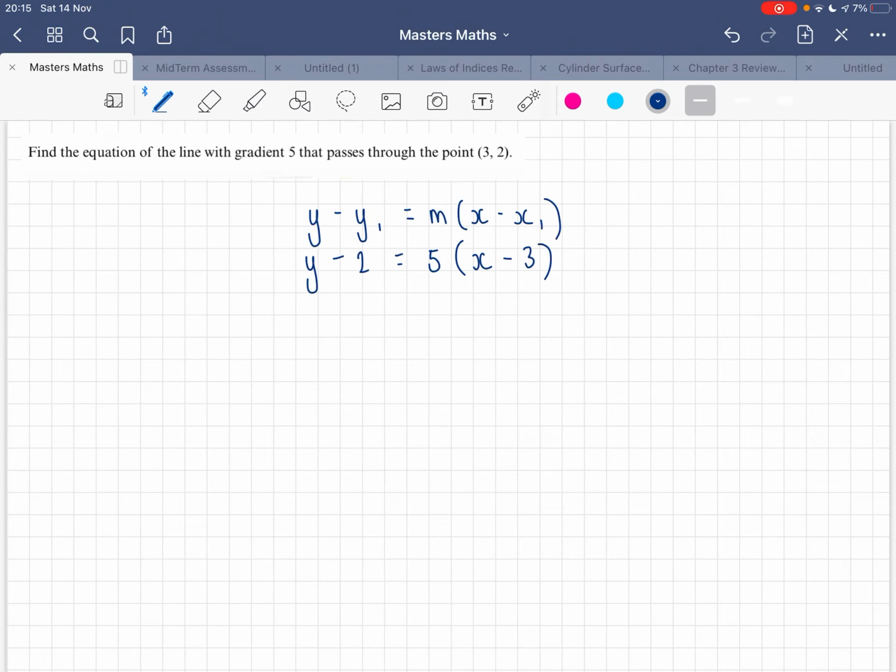We haven't been asked for a specific form here, so I'm just going to write it in y equals mx plus c. So I have y minus 2 is equal to 5x minus 15, and then I'm going to add the 2 over. It gives me y equals 5x minus 13. And that is my equation of that line. I've used the gradient, I've used the point they gave us, and I found the equation of the line. Really straightforward, just plug in those numbers into the formula that you have.